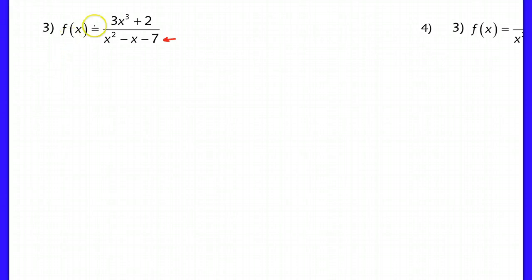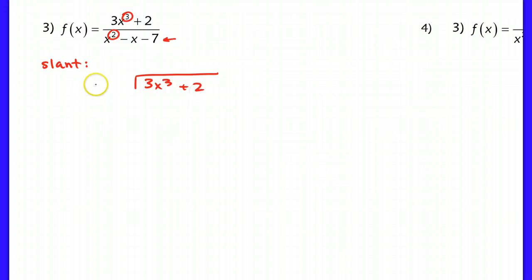The reason we know there's a slant asymptote is that nothing's going to factor out like we did in number 2, and we have a degree that's exactly 1 higher. So there's no horizontal asymptote, only a slant asymptote. So we take our 3x cubed plus 2, and we're going to divide that by x squared minus x minus 7.